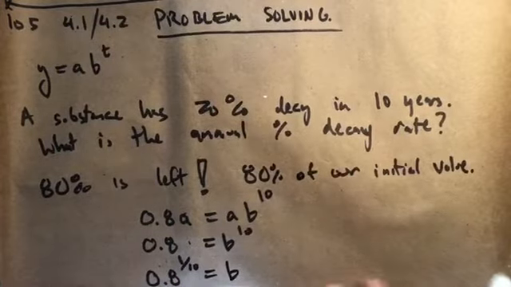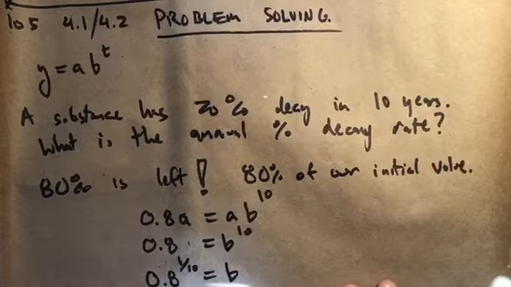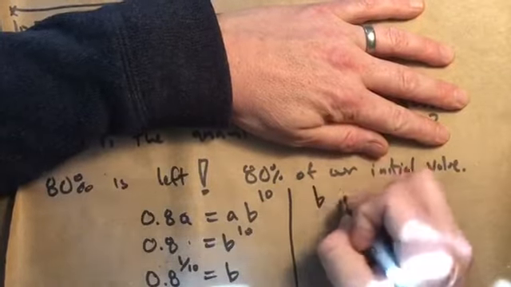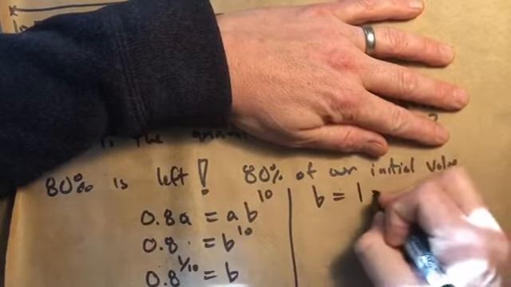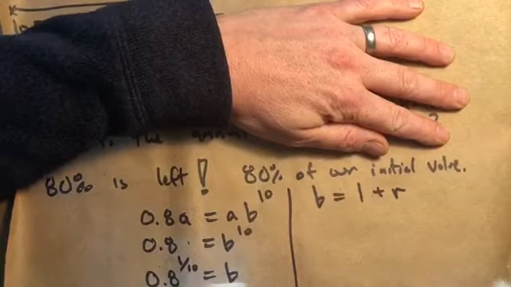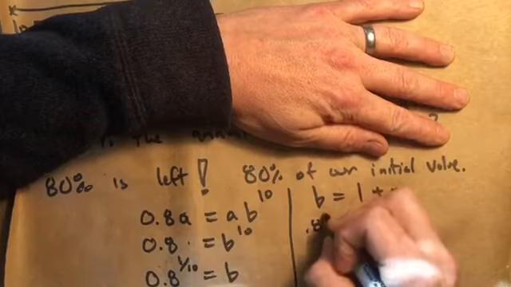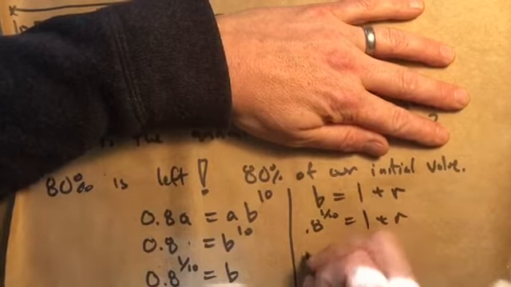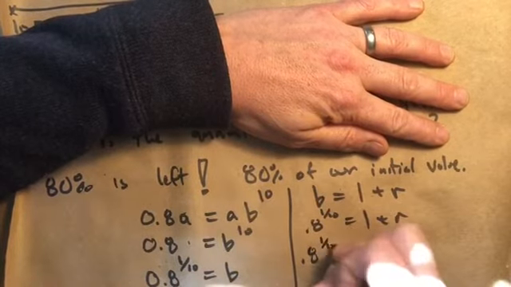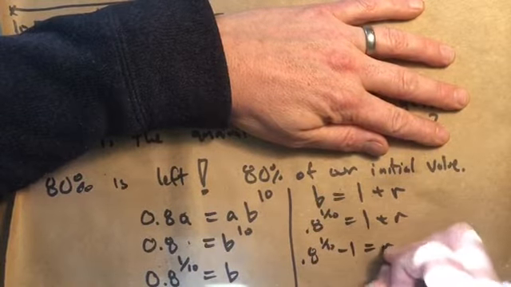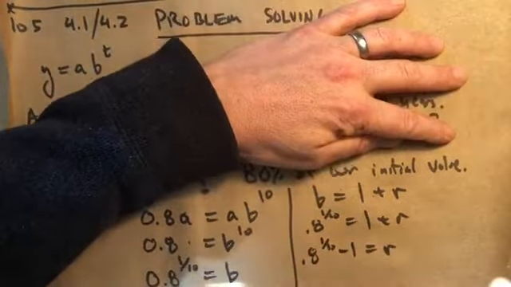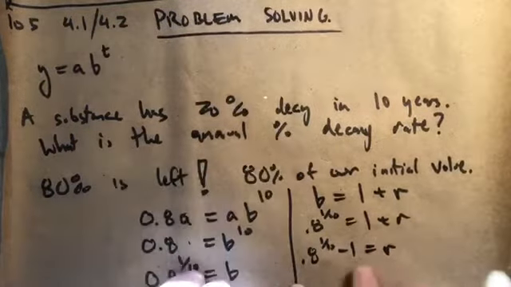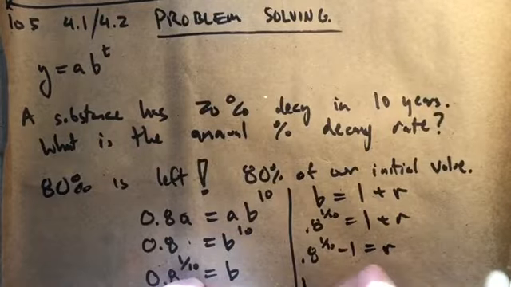Okay, so there we have that. Now, once we have our b value, we have to keep in mind that b, our growth factor, is equal to 1 plus r. And so we have 0.8 to the 1/10 is equal to 1 plus r. I'll subtract 1. And that's our r value, but that is not as a percent. And so to make our percent, I'm going to multiply it by 100.